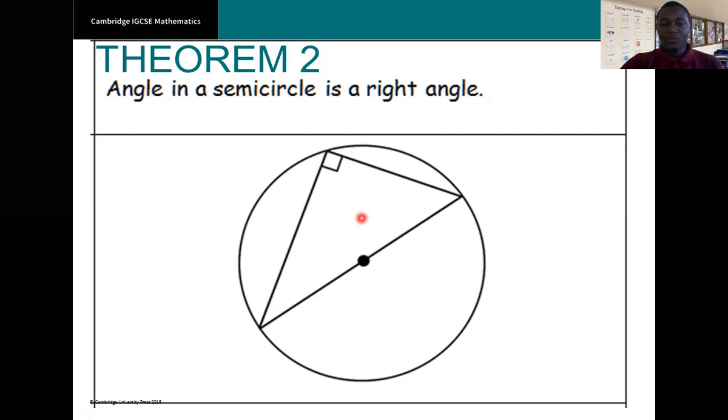Take note, for you to use the angle in a semicircle theorem, you must have this point on the circumference of the circle and subtended by the diameter which you have in the circle.